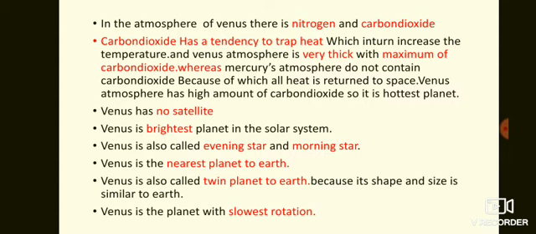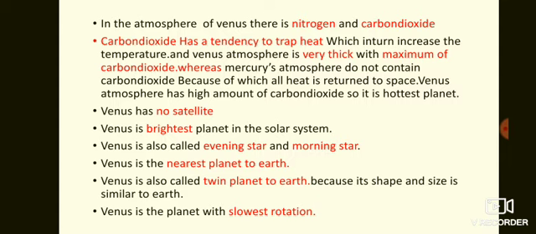In the atmosphere of Venus there is nitrogen and carbon dioxide. You know what the atmosphere is, isn't it? The gases present in the atmosphere of Venus are nitrogen and carbon dioxide. In fact, carbon dioxide is the most abundant gas in the atmosphere of Venus. Nitrogen is also there, but in a small amount compared to carbon dioxide.